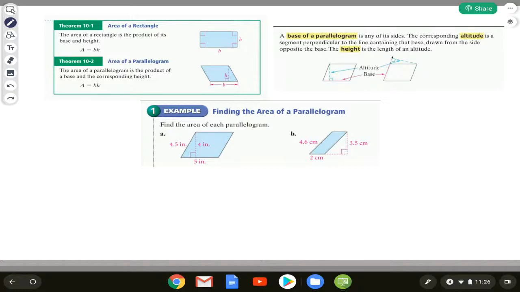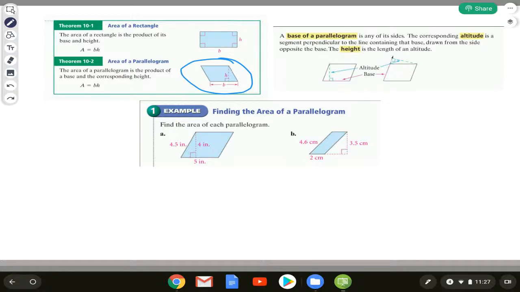The difference is, in a rectangle we have all right angles, so the height is just one of the sides. But in a parallelogram, there are not right angles, and so we have to look for the altitude. And in this theorem 10.2, they have the altitude, that height h, drawn to the side b, and that's the base.